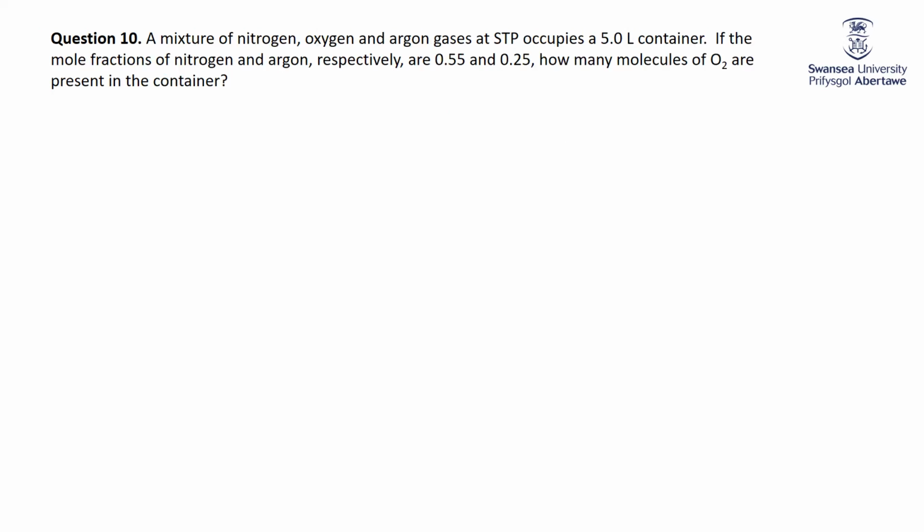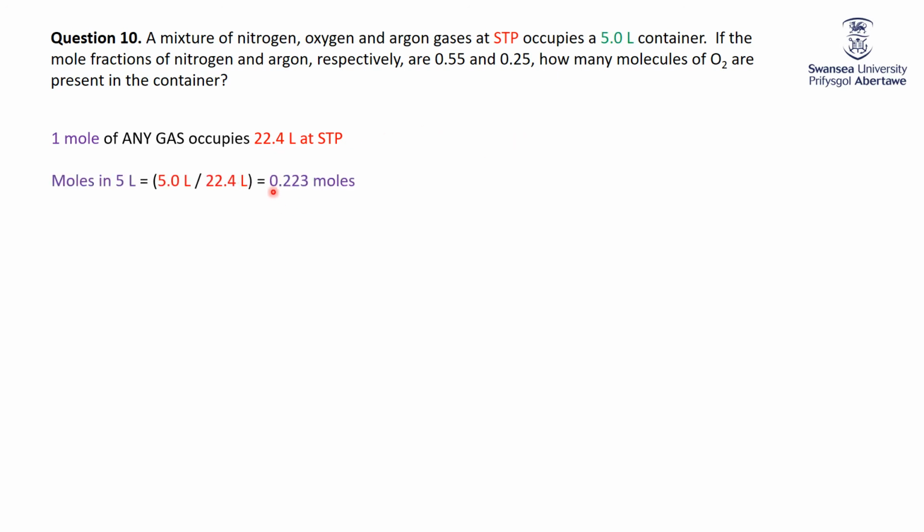This one is nice, and I believe goes past the immediate A level, but there's no reason you can't answer it. A mixture of nitrogen, oxygen, argon at STP, occupy a 5-liter container. If the mole fractions of nitrogen and argon are 0.55 and 0.25, how many molecules of O2 are present in the container? Well, first of all, STP, we know that 1 mole of any gas or any mixture of gases is 22.4 liters at STP. So we've got 5 liters, so therefore we have 0.223 moles of gas.